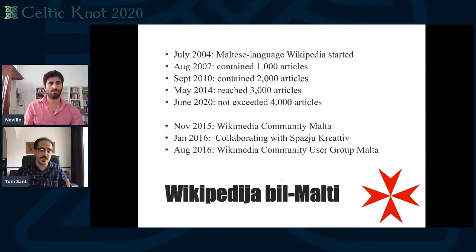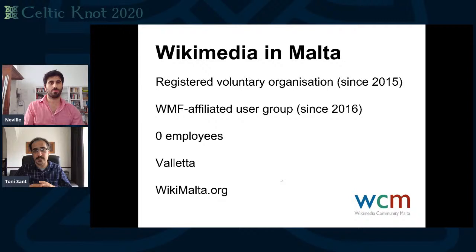So if we go to the next slide, we can see that there is a Wikimedia user group that we belong to in Malta, and this has been registered as what we in the UK would call a charity since 2015. So it's quite an established charity in that way. It's also been a Wikimedia Foundation affiliated user group since 2016, but of course it operates as a user group, so it has no employees, at least not just yet. It's based in Valletta, and there's the address for the user group's website. So there's this level of activity going on that is perhaps separate to the language Wikipedia.